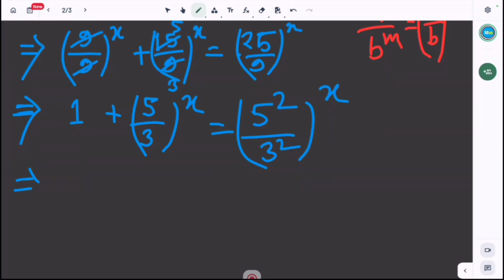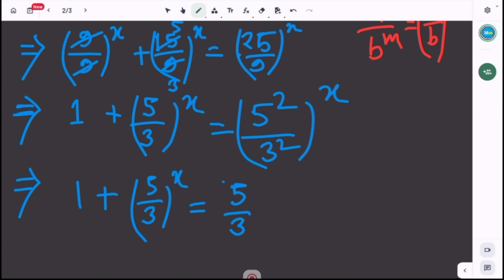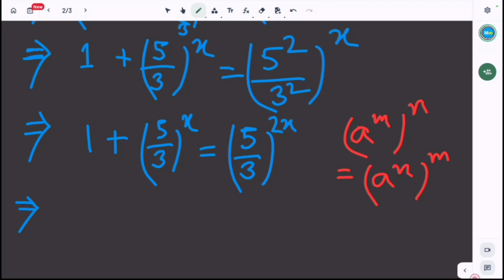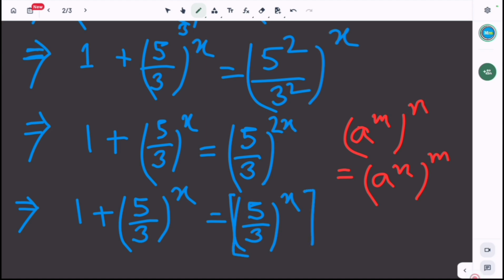And then 1 plus (5 by 3) whole to the power x equals (5 by 3) whole to the power 2x. And now we know the formula that (a to the power m) whole to the power n can also be written as (a to the power n) whole to the power m. And now that will be 1 plus (5 by 3) whole to the power x equals ((5 by 3) whole to the power x) to the power 2.